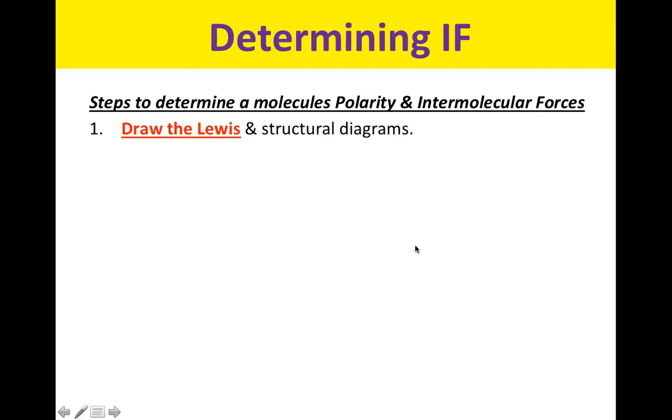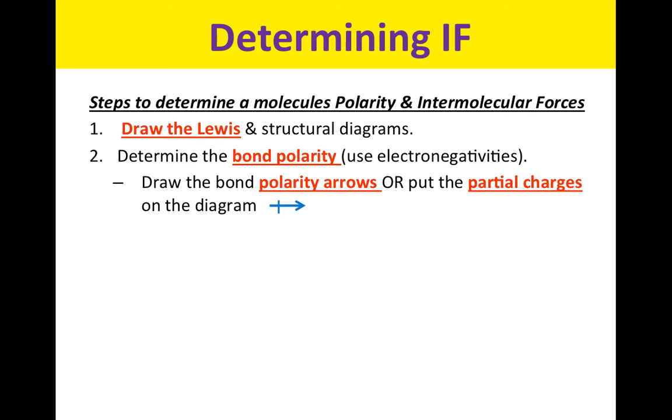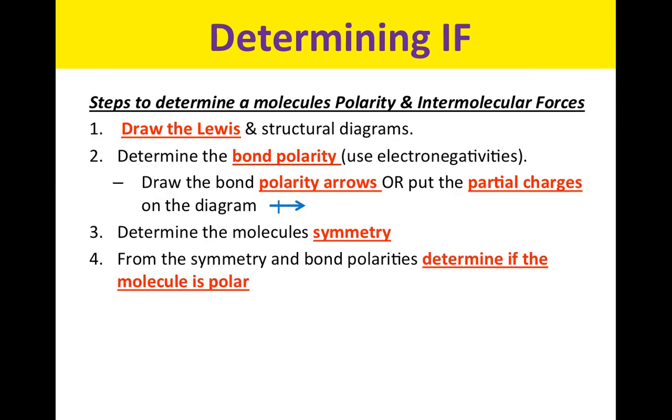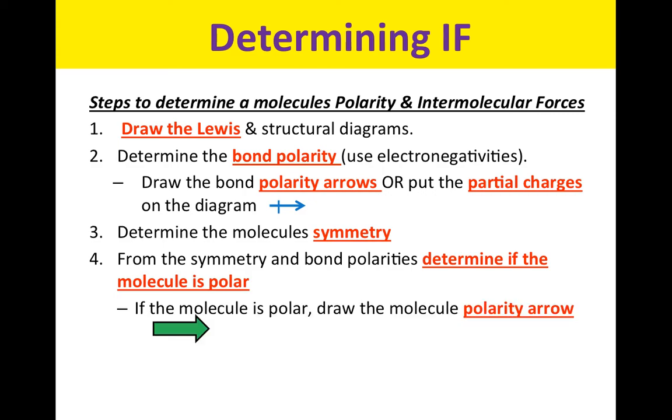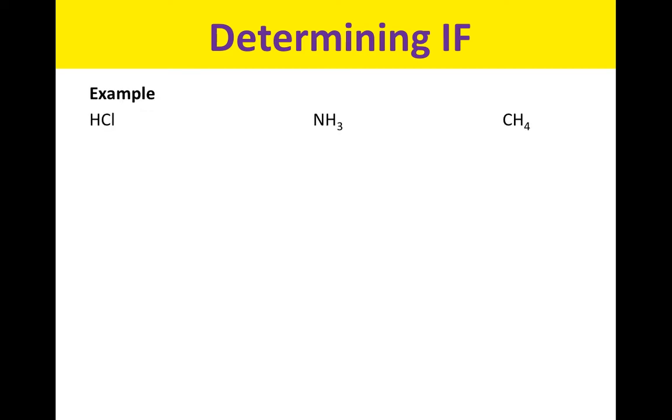Okay, so how do you determine polarity? Draw the Lewis structure, determine the bond polarity, draw the polarity arrows, put partial charges on the diagram, and determine the symmetry. From the symmetry and the bond polarity, you determine whether the molecule is polar or nonpolar, and draw an arrow. Okay, and then you can look at the intermolecular forces. We're going to come back to this later. But let's take a look at some examples.